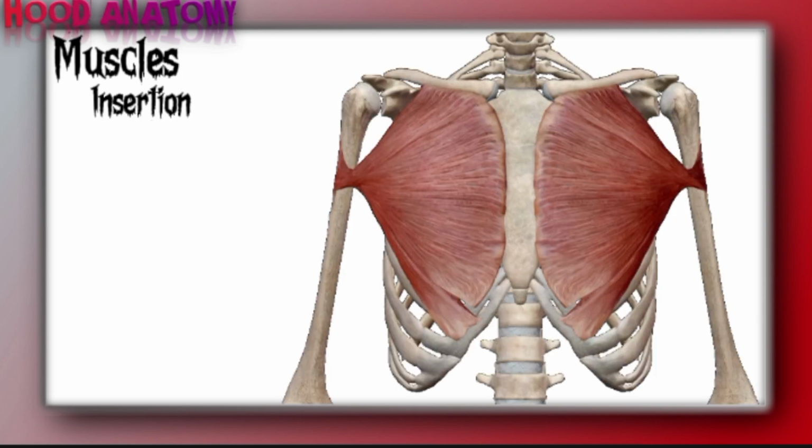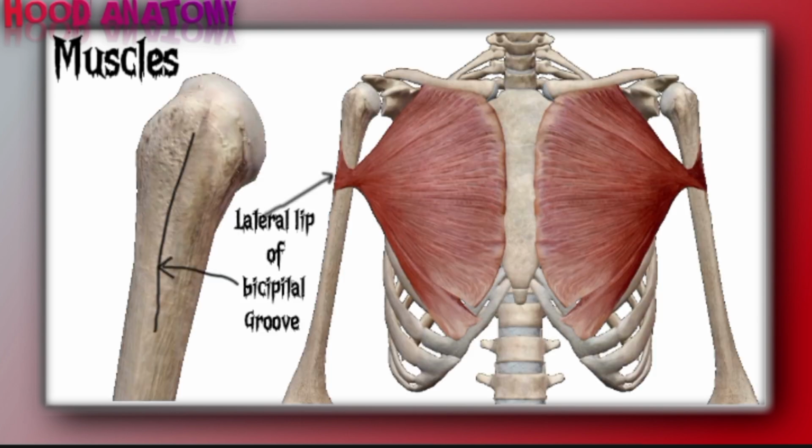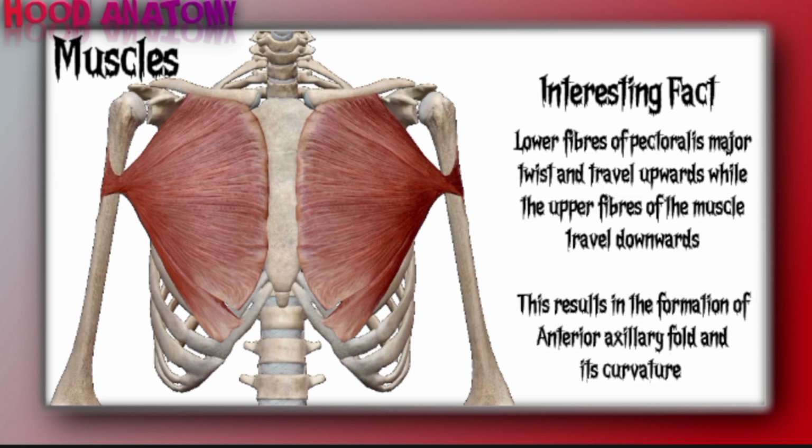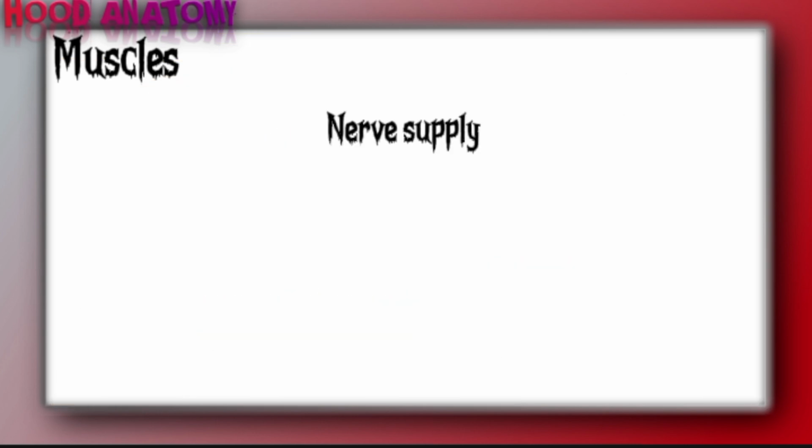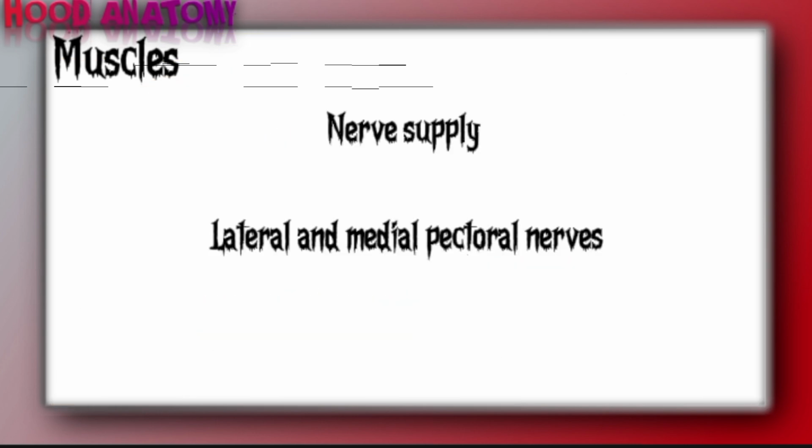Let us look at the insertion of this muscle. The muscle inserts itself on the lateral lip of the bicipital groove. We already looked at it when we treated the osteology of the humerus bone. The insertion is this one here. Then we have the lower fibers of the muscle. The lower fibers that are close to the abdomen act to form the anterior axillary fold. Now the nerve supply is from the lateral and medial pectoral nerves.